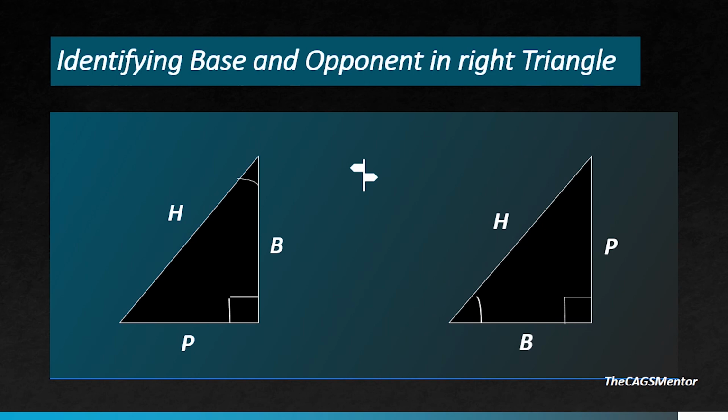On the other hand, when we see the right side, the base is on the floor because theta is opposite to the perpendicular, and the hypotenuse is always opposite to the right angle, that is 90 degrees.